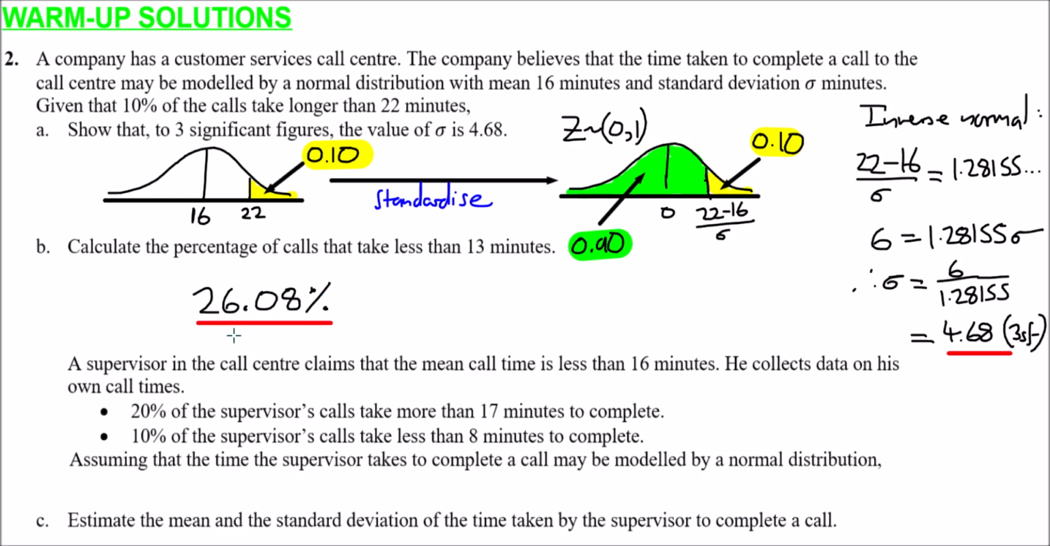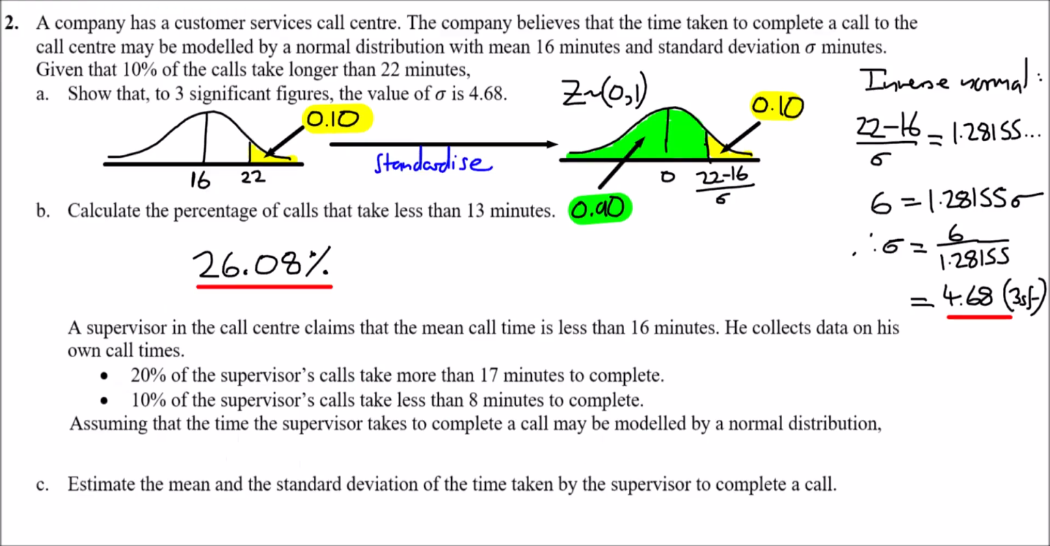We're next told about the supervisor in the call centre. He claims, or she claims, that the mean call time is less than 16 minutes. Oh, it's a he, sorry. He collects data on his own call times to just double check. So 20% of the supervisor's calls take more than 17 minutes, and 10% take less than 8 minutes to complete. Assuming that the time the supervisor takes to complete a call may be modelled by a normal distribution, we need to estimate the mean and standard deviation of the time taken by the supervisor to complete a call.